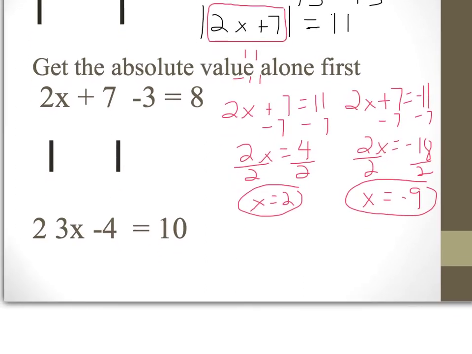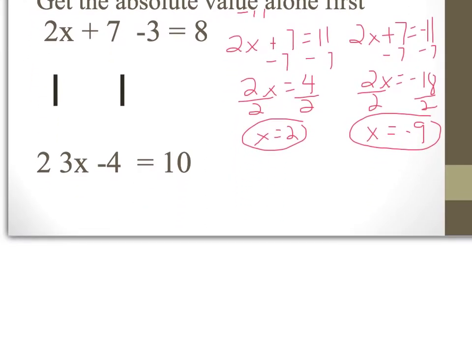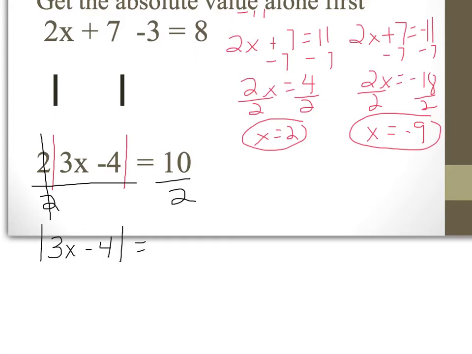Let's move on to the next one. The next one should be written as the absolute value here. It just needs to be brought down. On your paper it looks like this. Here I have 2 multiplied to the absolute value. To get the absolute value alone, I need to divide by 2 on both sides. Then the 2 divided by 2 cancels out, and I just have the absolute value of 3x minus 4 is equal to 5.